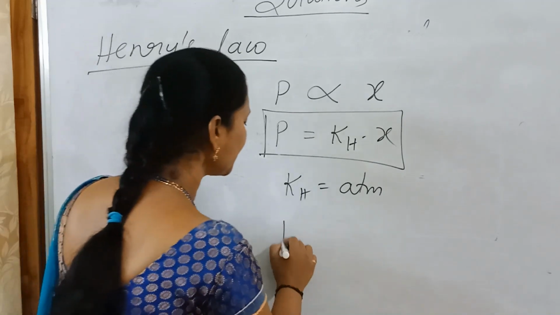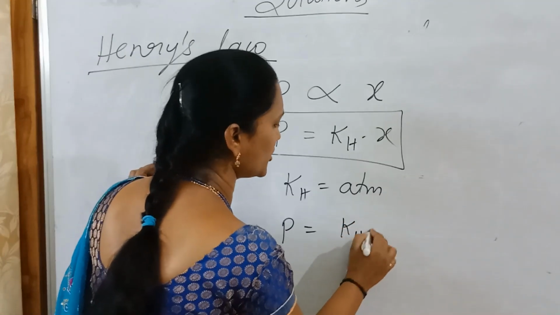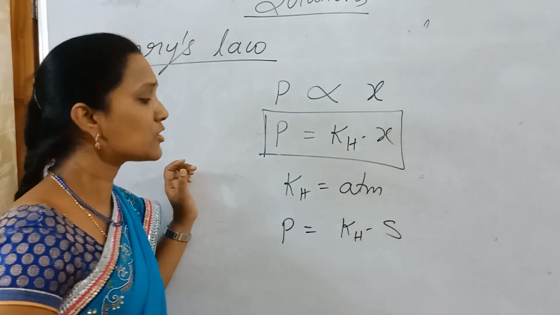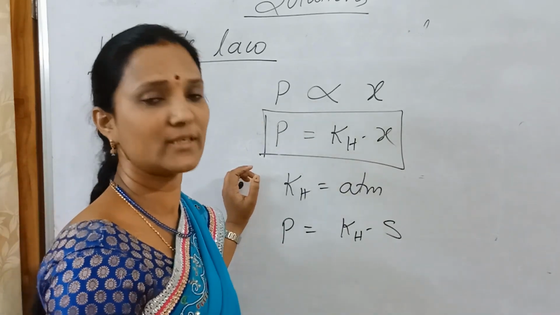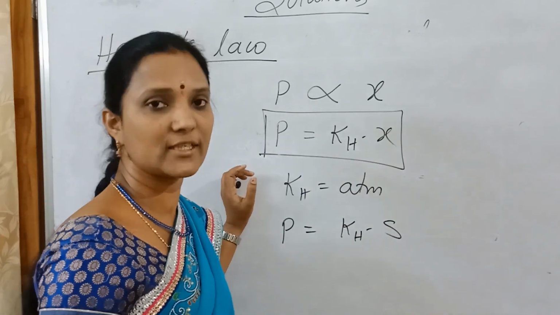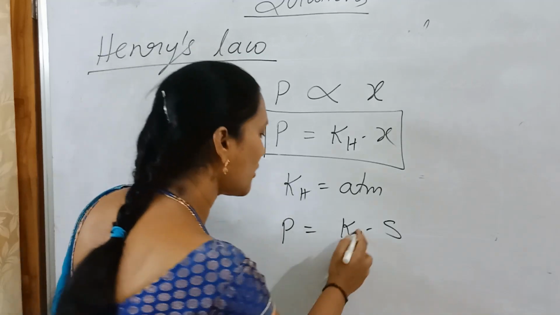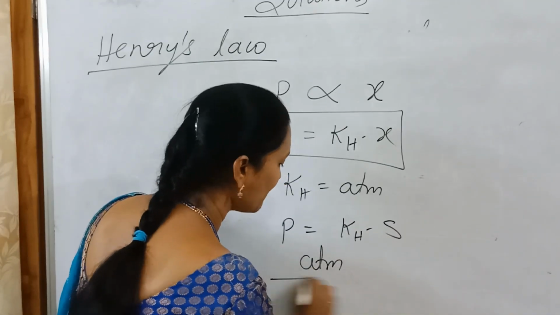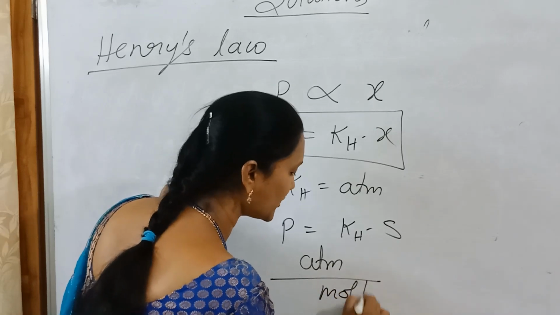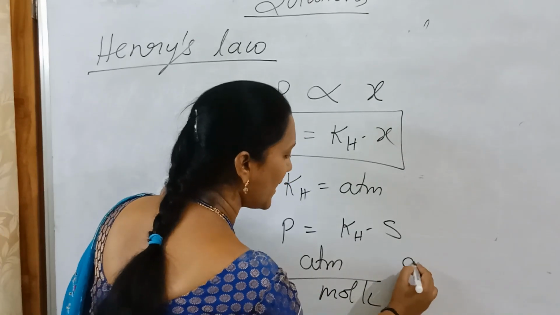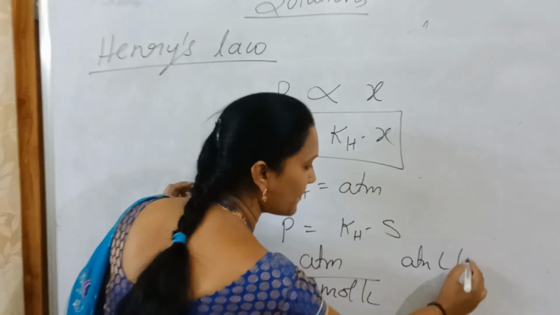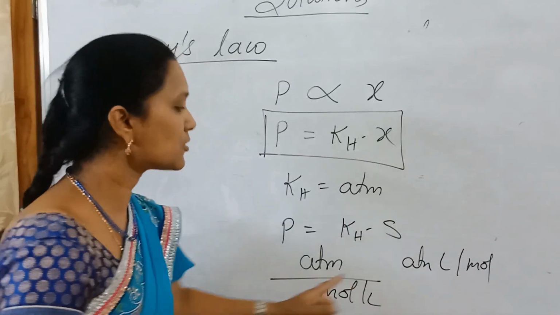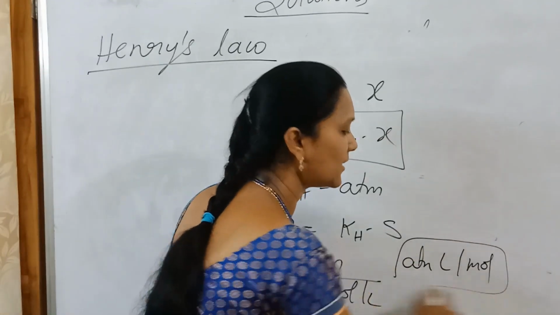Sometimes there is a chance. This is the solubility. Kh into solubility we are taking. Solubility means the number of moles dissolved in given kgs or given liters. Like this if given, now Kh is equal to, bring this here, the atmosphere pressure by solubility, which means mole per liter. Nothing but what are the units? Atmosphere liter per mole. Yes or no? So they will give Kh value in atmosphere liter per mole.